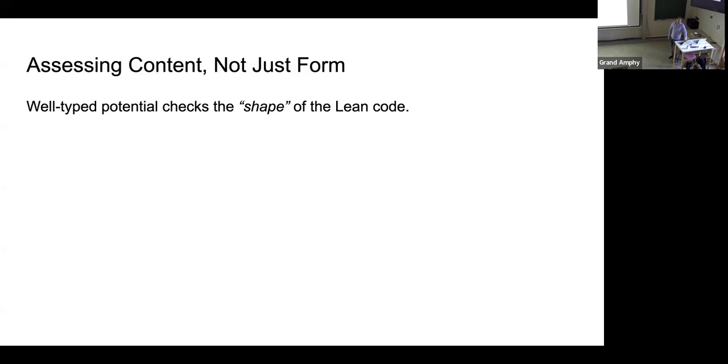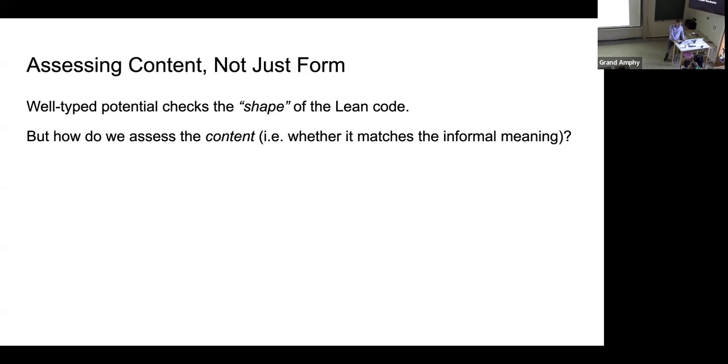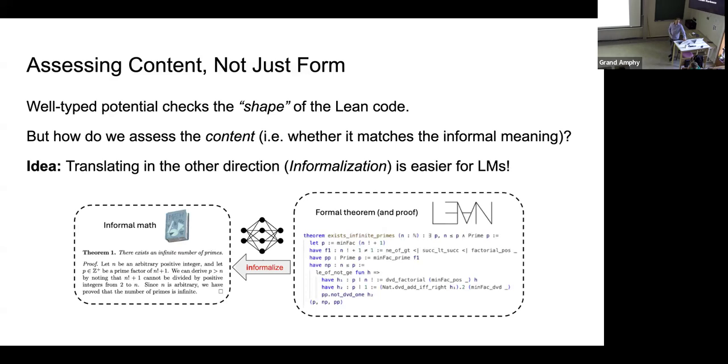The well-typedness potential check checks the shape of the Lean code, but we also want to check the content, whether it matches the informal meaning. And the idea here is to leverage the ability to go in the other direction. Going from formal to informal is easier for language models, much easier than going to formal.